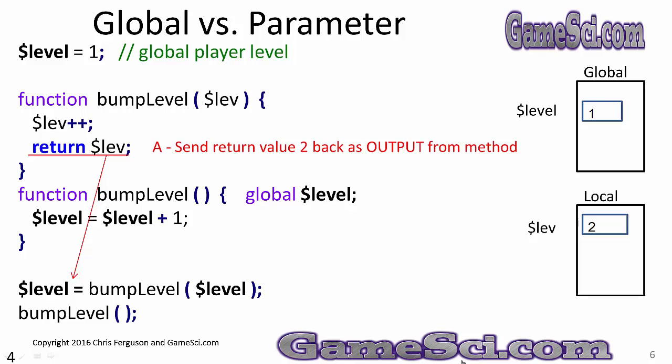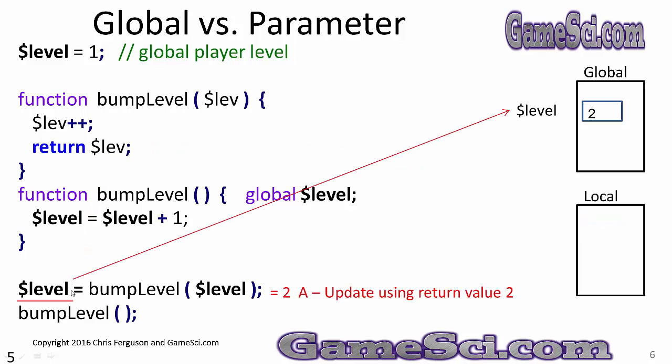What does the original caller do with that 2? It assigns it to the global variable level. My global variable was 1 and was input to this call to bump level. It then sent back the output of 2, and bang, my global variable went to 2. Also notice what happened to my local variable? It disappears. That's what local variables do. They disappear when their function is done. Luckily, I took it and stored it in a global variable, so I still have access to it.